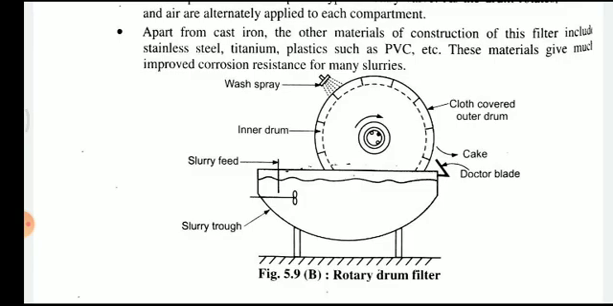There is an inner drum, and the inner drum supports the cloth.